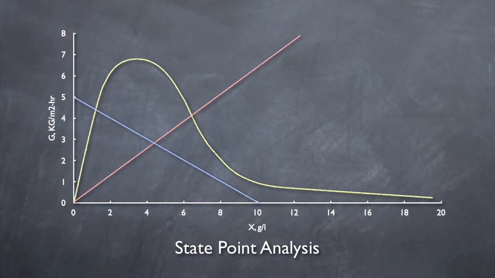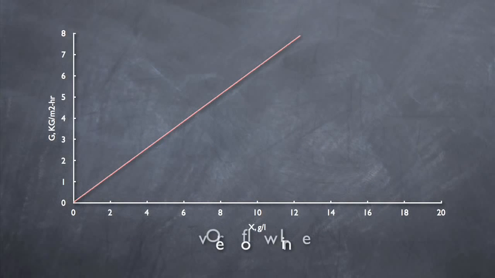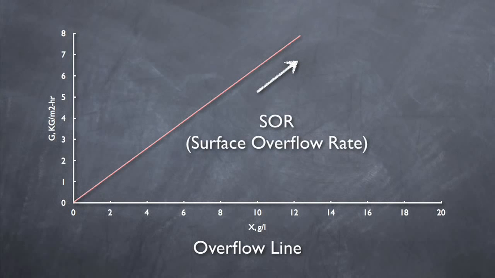The second component of the state point diagram is the overflow line. This line represents the flow through the clarifier. As the mixed liquor concentration increases, the flux increases also. The slope of this line represents the surface overflow rate, or SOR, which can be determined by dividing the influent flow by the clarifier surface area.